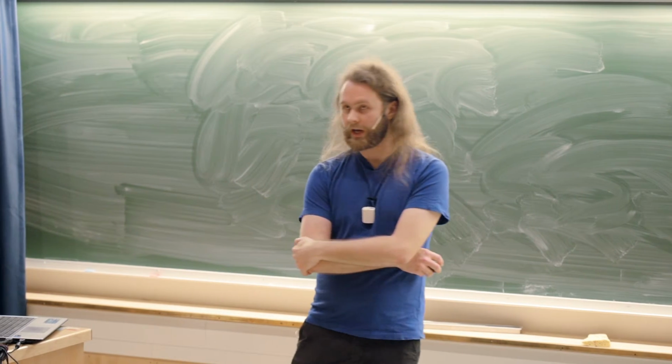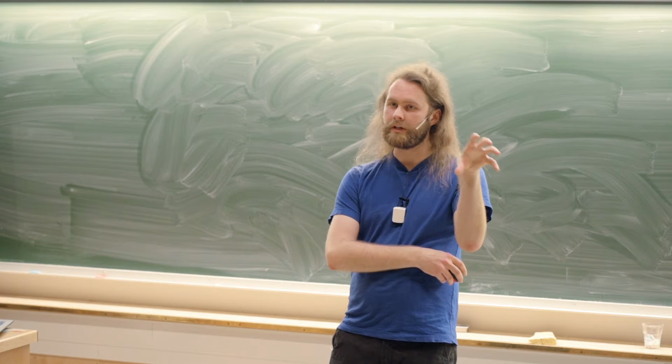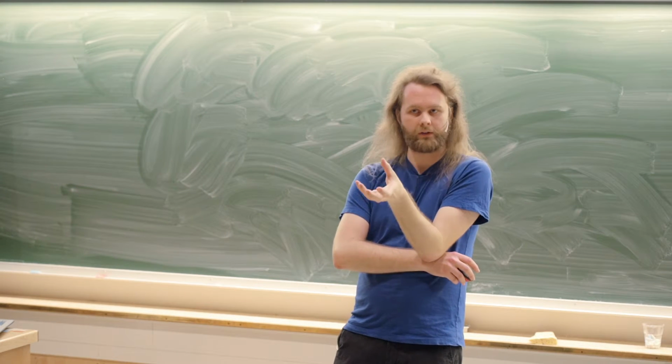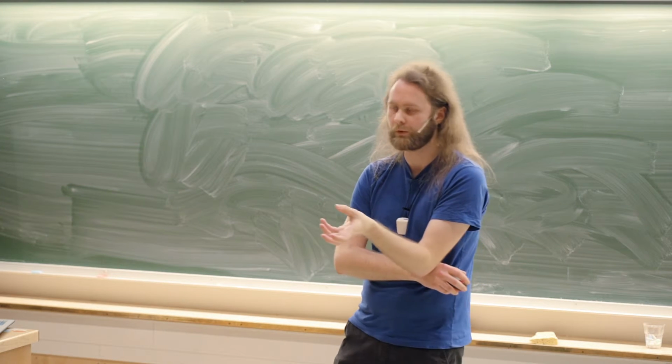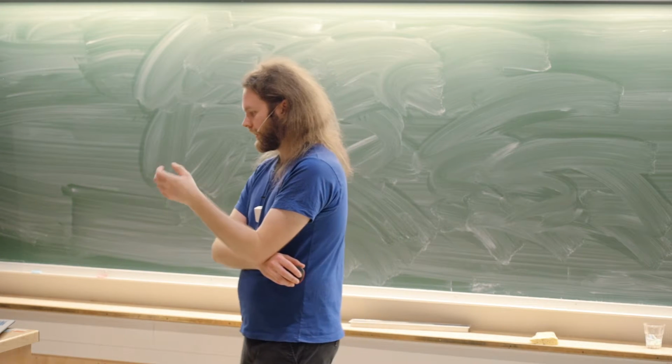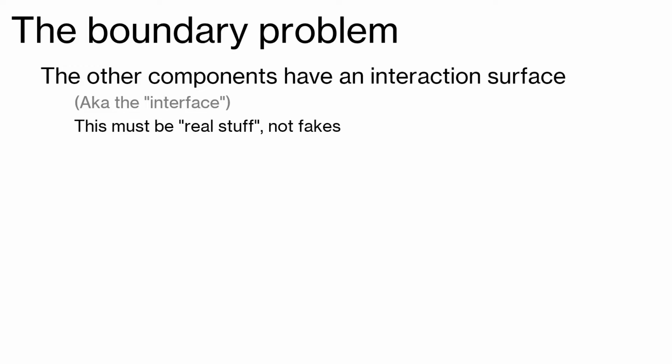So really, the problem we have is the boundaries between modules. We need to interact with other modules because that's how our program works, but we don't want to interact with other modules because it makes testing impossible. Okay, well, we have the interface of the other module. Cool. We want to make sure that when we're interacting with the interface of other modules, we're not interacting with fake modules, we're interacting with the real stuff.